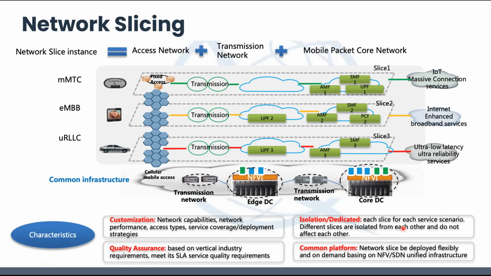Isolation and dedication: for each service scenario, different slices are isolated from each other. They are all basically separated from each other, but implemented on the same network architecture, same network infrastructure. Common platform: network slices are deployed flexibly and on demand, based on NFV and SDN unified infrastructure. So there is only one infrastructure, but we are implementing network function virtualization. Network elements which were fixed are converted into network functions, which can be implemented from any hardware, and we can run a particular function on the same hardware.